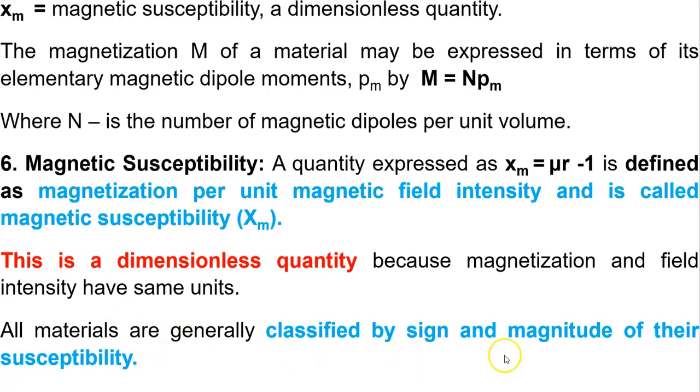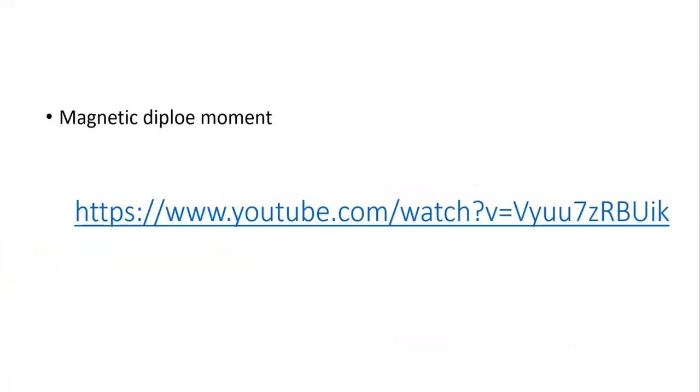All materials are classified by the sign and magnitude of their susceptibility. Relative permeability only has magnitude, not sign, but susceptibility has a positive or negative sign.